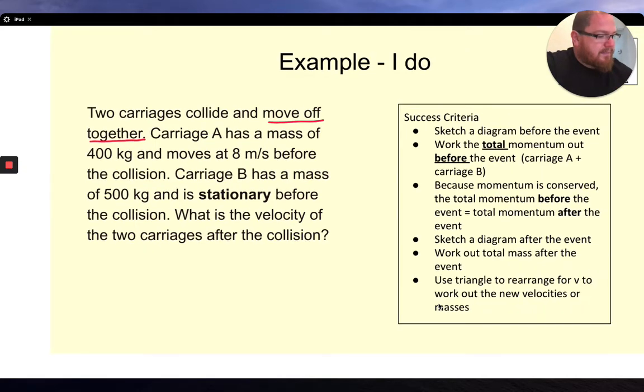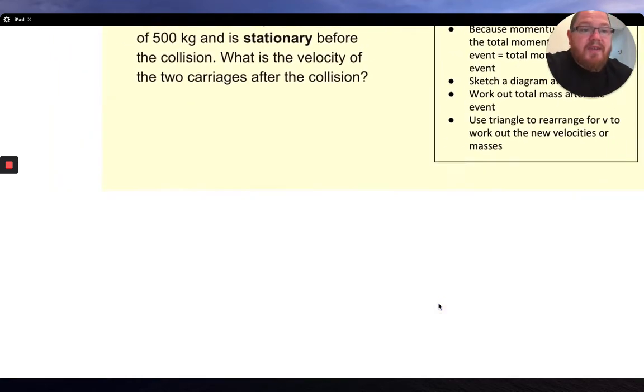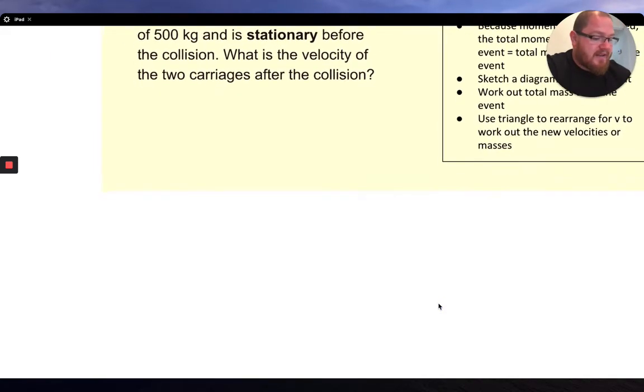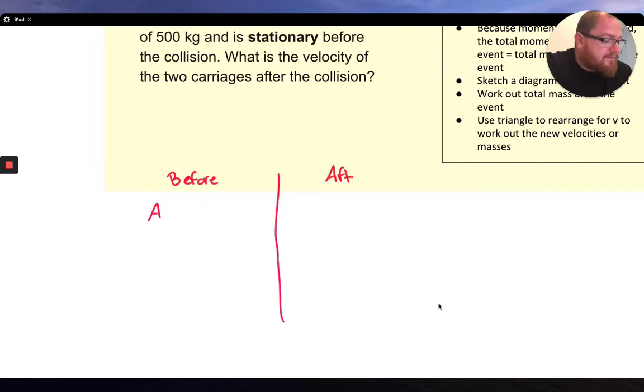So the first part of the success criteria: sketch the diagram before the event. I'm going to do that here, and I'd like you to do this with me, to be honest, because it's a tough process to get. I'm going to go before, and then I'm just going to draw a line, and then after. So before the event is here, after the event is here. So I've got carriage A, I'm just going to draw it as a circle, and then carriage B.